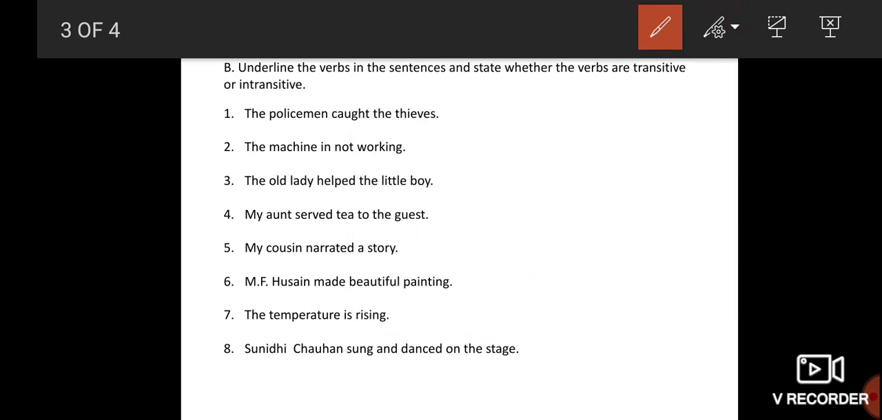Next sentence is Sunidhi Chauhan sung and danced on the stage. Sung and danced both are intransitive. Okay, intransitive. Why? Because if you say Sunidhi Chauhan sung and danced on the stage, in this sentence there is no object, and without any object, they both complete the meaning of the sentence. Sung and danced both complete the meaning of the sentence.